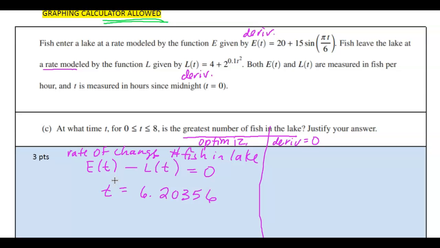Okay, so let's see. What do we want? The greatest number. Because they want the greatest number, remember that meant that my derivative, when you think of the greatest, my slope values went from positive to negative. And that's what we're going to say, because look back at your graph.